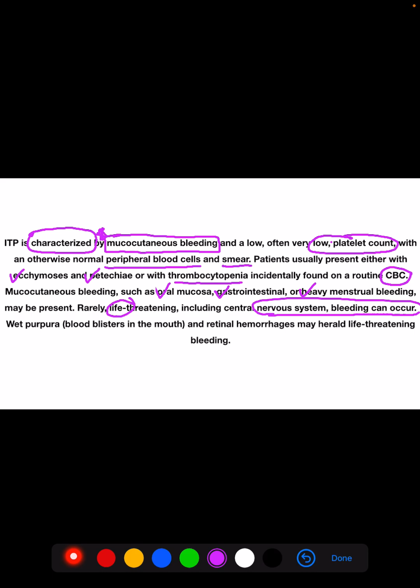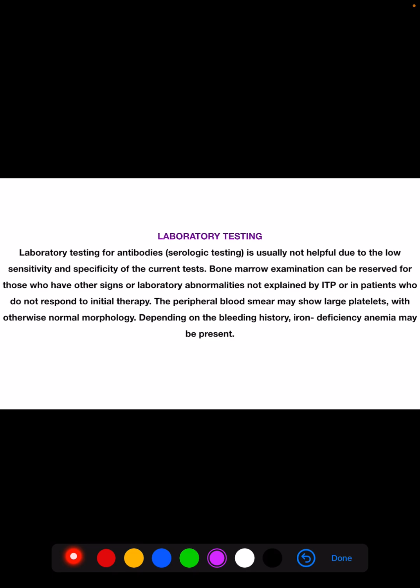Supposing a patient has wet purpura. What is wet purpura? The patient has blood blisters in the mouth, or retinal hemorrhages. This will herald a life-threatening bleeding. What are the two conditions which might herald life-threatening bleeding? Wet purpura, blood blisters in the mouth, or retinal hemorrhages.